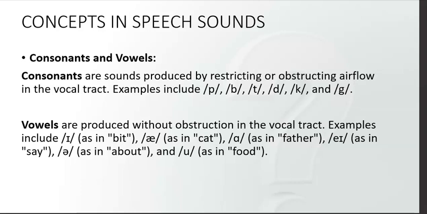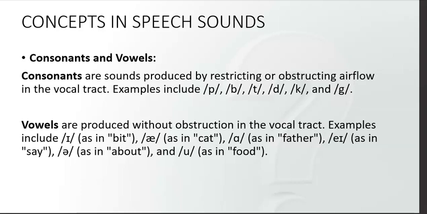Like I said, consonants are produced by restricting or obstructing airflow in the vocal tract. When you say P, B, T, D, K, G, you notice there's some air that is being restricted from flowing out so that these sounds can be said. But with vowels there's no obstruction, there's no air that is being obstructed. For example, when you say a, e, o, u, these sounds come out very smoothly.